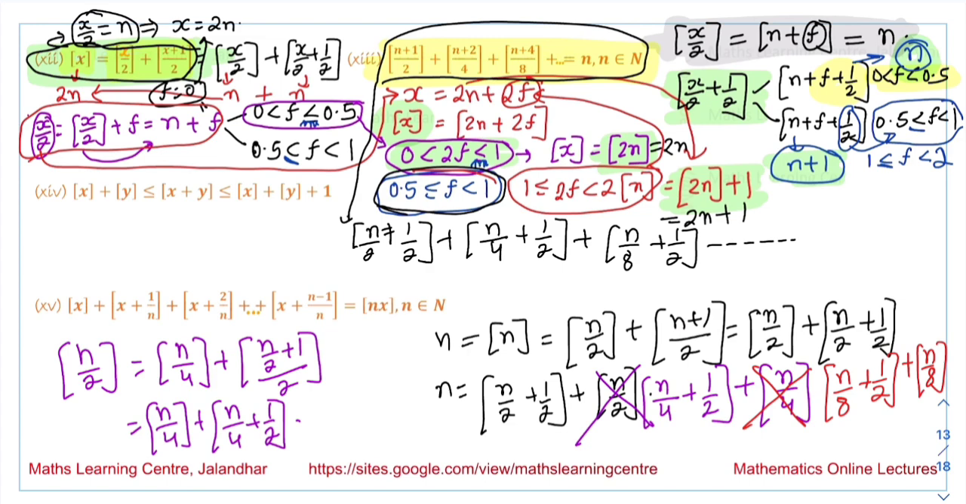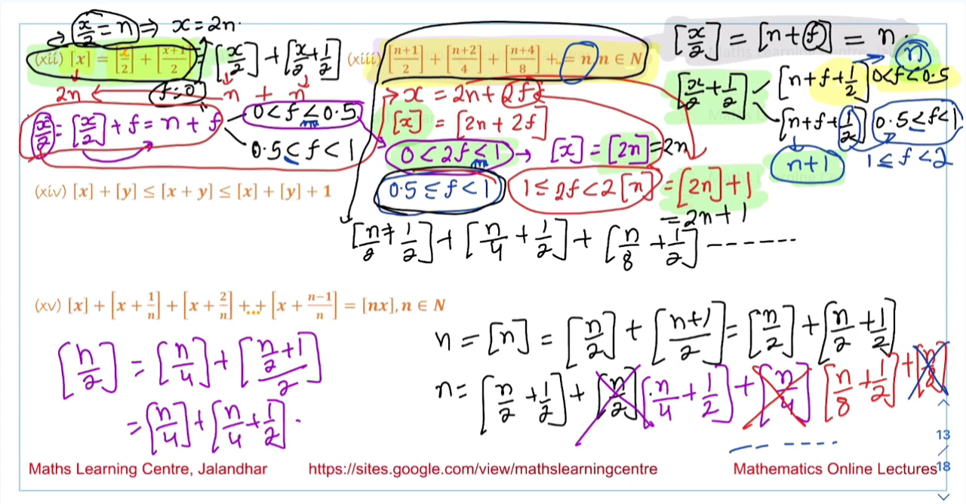Now again writing this n by 8, we will get the next term, and we will continue like this, and we will obtain this equality: the greatest integer of n plus 1 by 2, that is equal to n plus 2 by 4 plus n plus 4 by 8 and so on, and this is equal to the value n that we have.